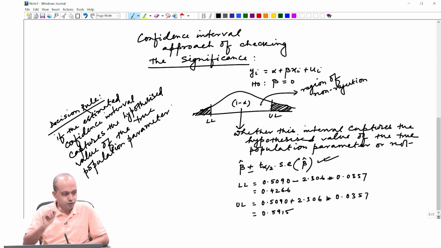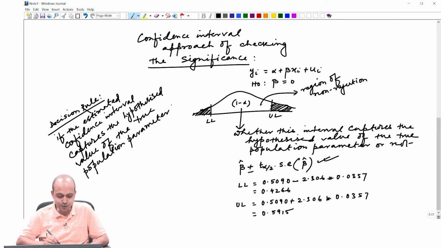So, if the hypothesized value of the true population parameter is captured by this interval, then the decision rule says you do not reject your null. And if you do not reject your null, then what would be the inference? That means the variable is not significant. This is the decision making rule.